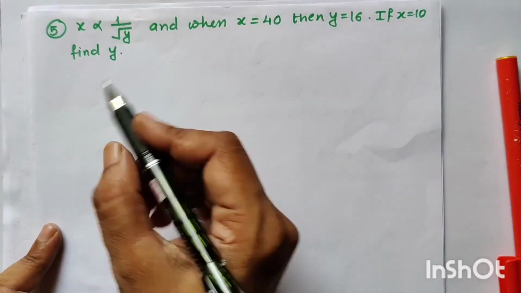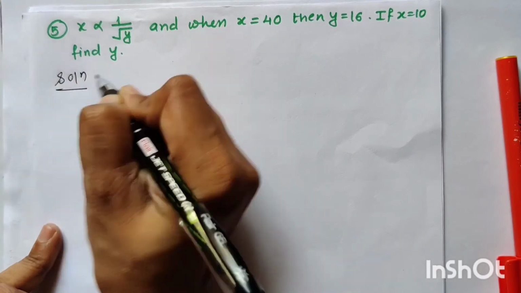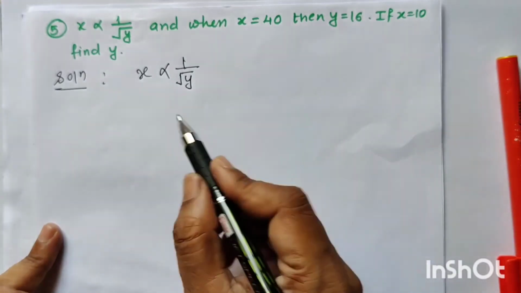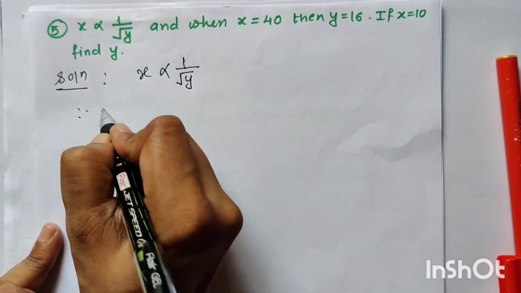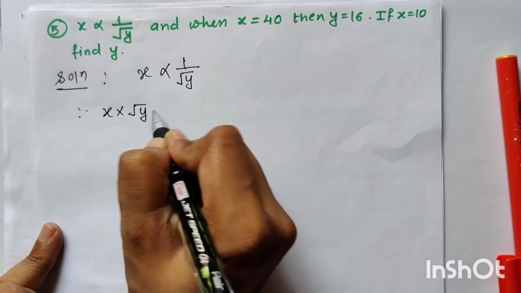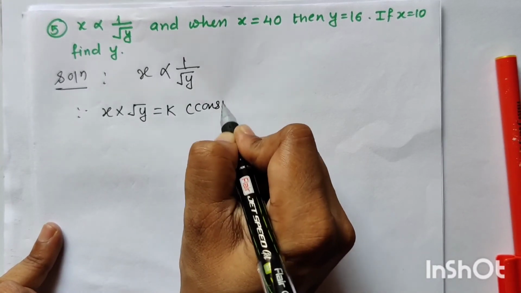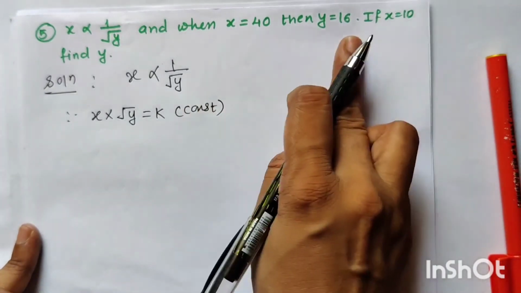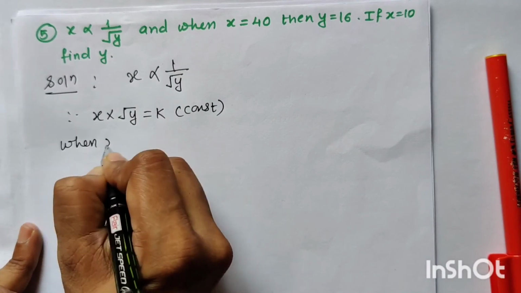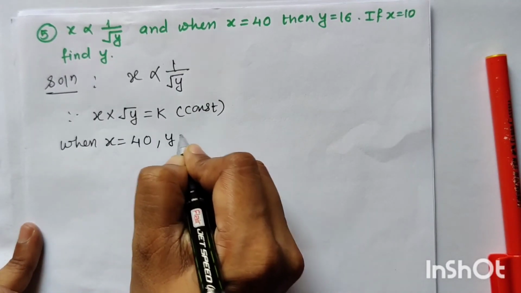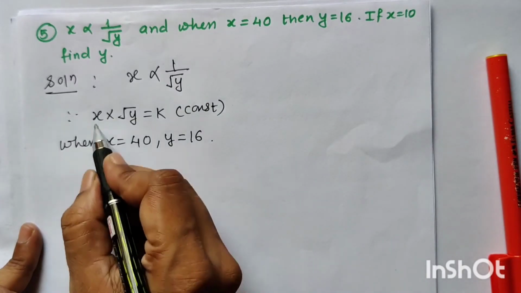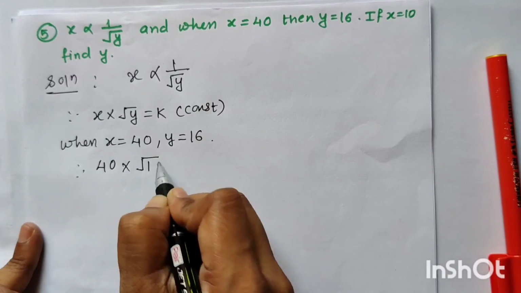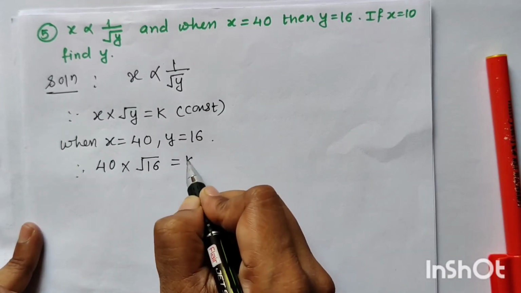Question number 5. The sum is given in the symbol form, so we start from that symbol form. x inversely varies with square root of y. After writing the symbol form, we write it in the equation form: x multiplied by square root of y is equal to k, constant. Immediately write down the equation form. Now after writing the equation form, we see the values. When x is equal to 40, y is equal to 16. Put the values. In place of x we write 40, and in place of y, square root of y is square root of 16, is equal to k.